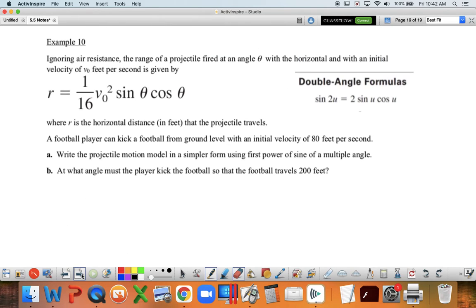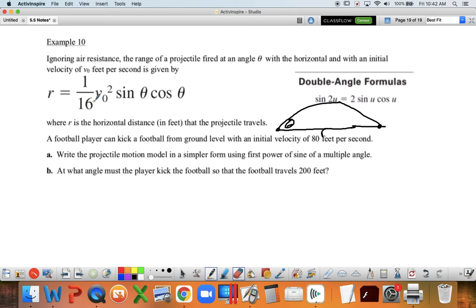All right, let's get to our last example, our real-world example. Ignoring air resistance, the range of a projectile fired at an angle theta with the horizon and with an initial velocity of v sub 0 feet per second is given by this equation, where r is the horizontal distance that the projectile travels. So the projectile is going to come out, it's going to be kicked, and we're going to have this type of angle that's created, and r is the horizontal distance that projectile eventually travels.